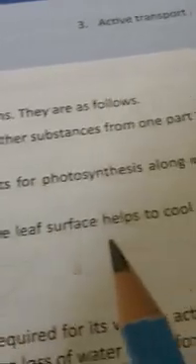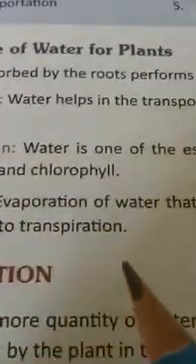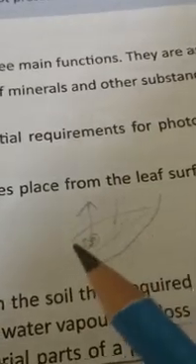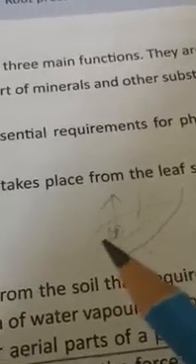Evaporation of water that takes place from the leaf surface helps to cool the plant. This takes place due to transpiration. Just now we have seen that transpiration means evaporation of water from the aerial parts of the plant. This is the leaf, and the water is evaporating from the stomata in the leaves. Stomata are small pores in the leaves.